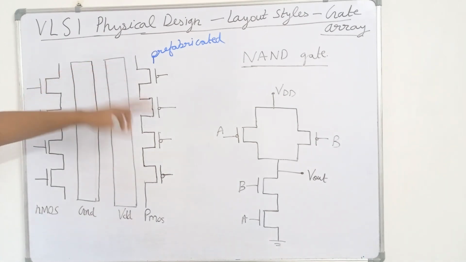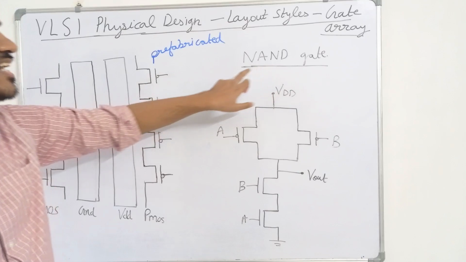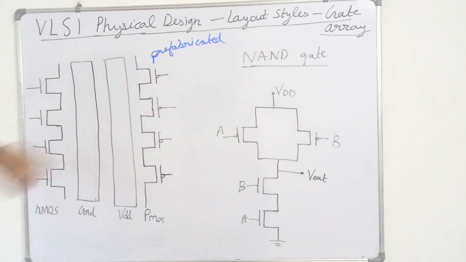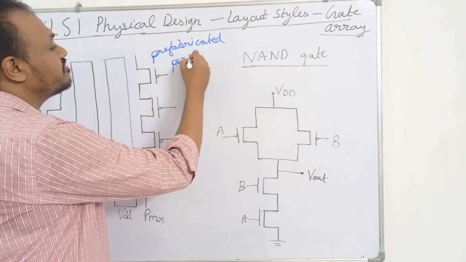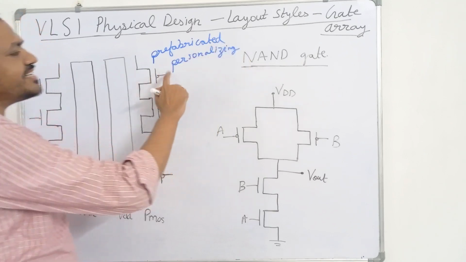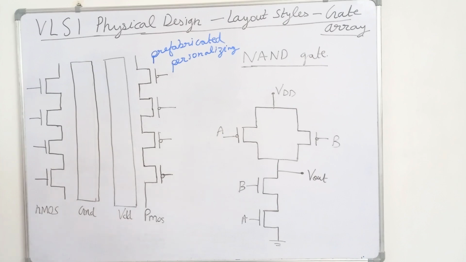When we want to realize a circuit, like this NAND gate, using this prefabricated gate array, we have to place the metal connections. This process of adding metal wires to a gate array is called personalizing the gate array. When we add metal wires to connect the transistors, it is called personalizing the gate array.